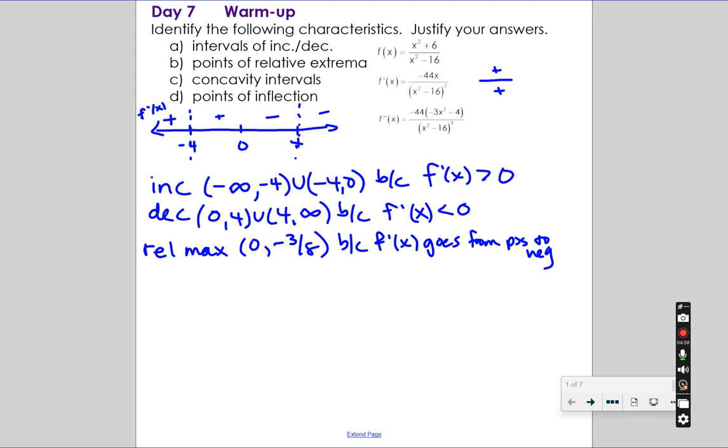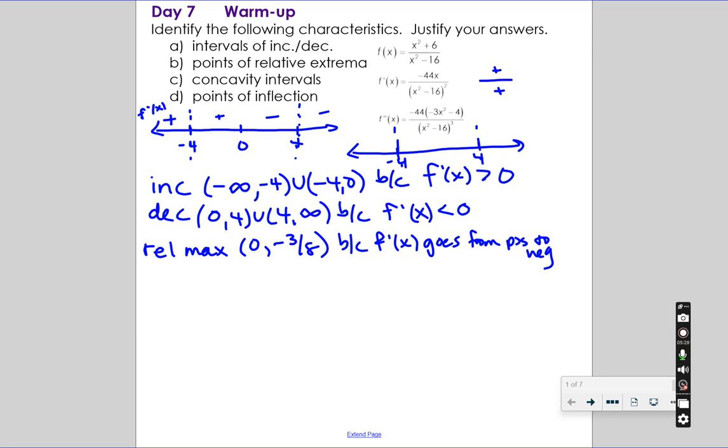Okay, and then for concavity, what are we going to look at? The second derivative. Okay, so let's make another sign line. I guess I'll do it over here. Look at our second derivative. What are my critical values for this one? Well, I know two of them already, right? We still have -4 and 4 on there. And those are vertical asymptotes, so I'm going to draw my little dotted lines.